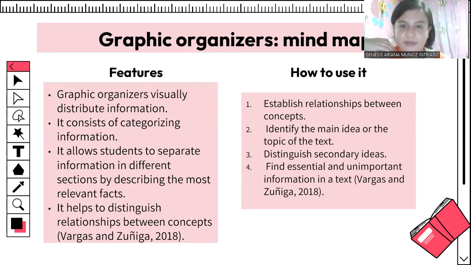So to use graphic organizers, students must establish relationships between concepts, identify the main and the secondary ideas in a text, and find essential and non-important information, okay?